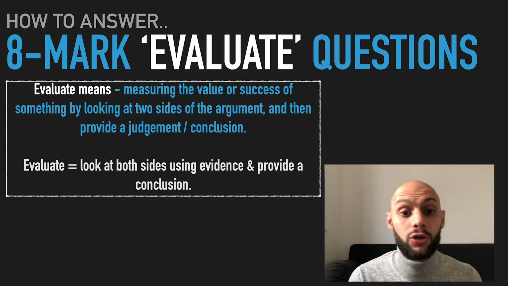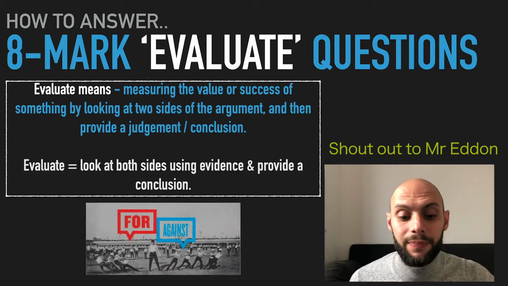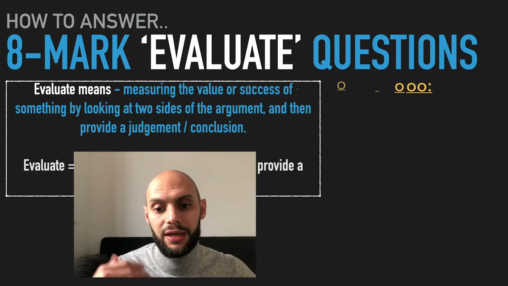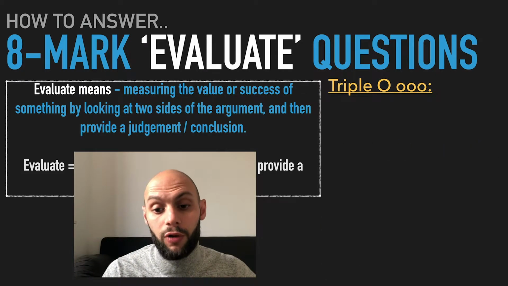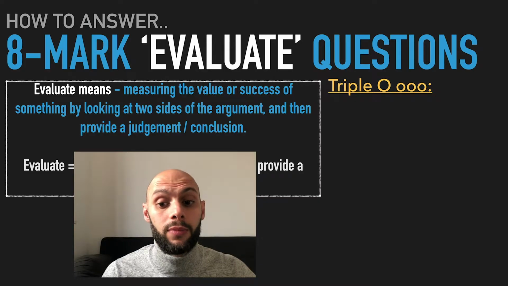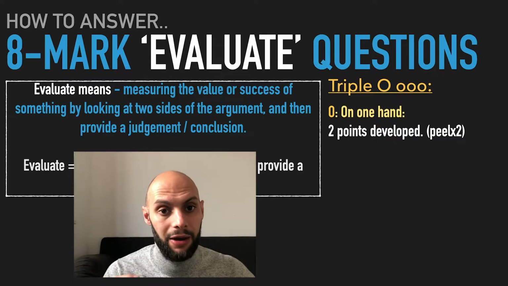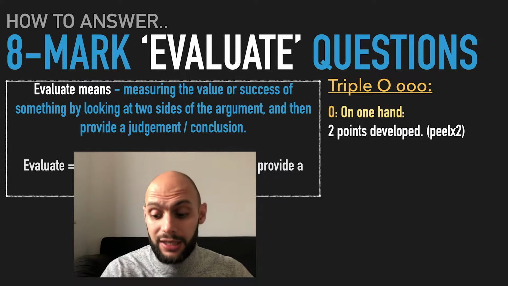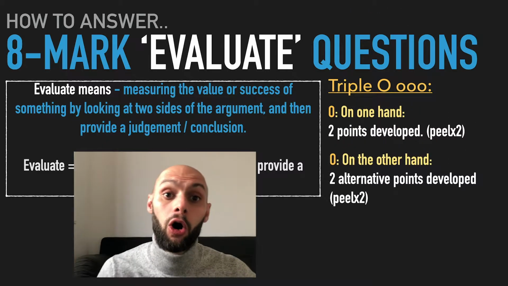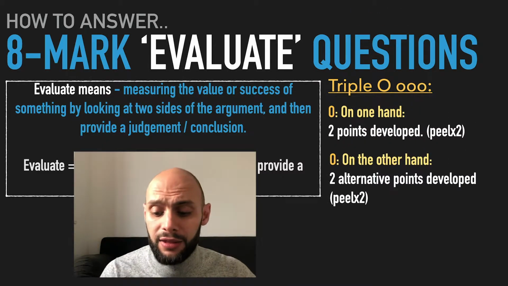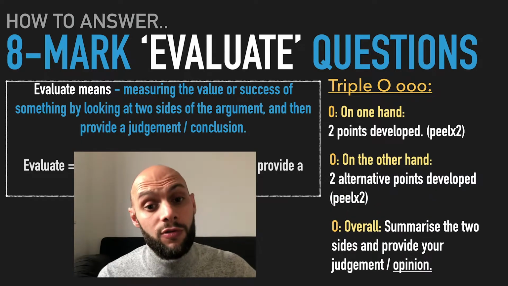Now, a good tip, a good way to do this that I've learned from a mentor of mine, is using this structure of triple O. We call it OOO, meaning you're going to have three chunky paragraphs. The first one's going to be on one hand, the second paragraph is going to be on the other hand, and the third paragraph is going to be overall.